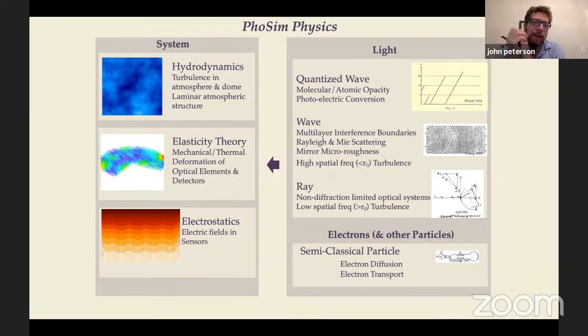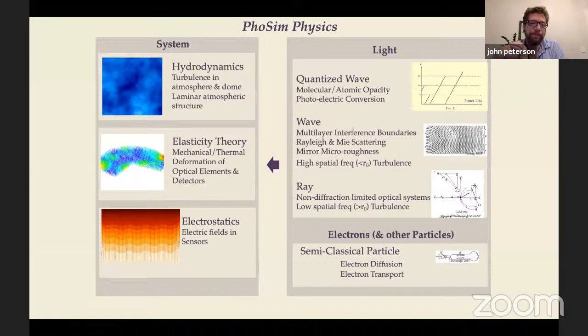And then with FOSIM more recently, we really concentrated on the physics of the system that we're simulating as well. So not just the photon interactions, which is the piece on the right, but also the physics describing how the whole thing works. So for instance, for the atmosphere, we're talking about the hydrodynamics, and this includes both the turbulence as well as the atmospheric structure of the non-turbulent part.